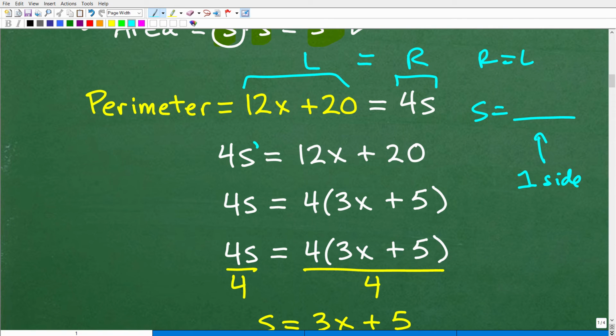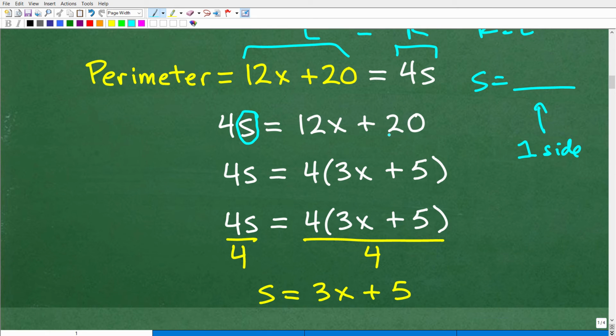So now I want to solve for s. I'm going to be dividing both sides of the equation by 4 to solve for s. But before I do that, I'm going to look at these terms right here, and I noticed that both of these have 4 as a factor. In other words, 12 is 4 times 3, and 20 is 4 times 5. So let's go ahead and just factor out a 4 right now, because this is going to make our life much, much easier when I divide both sides of the equation by 4.